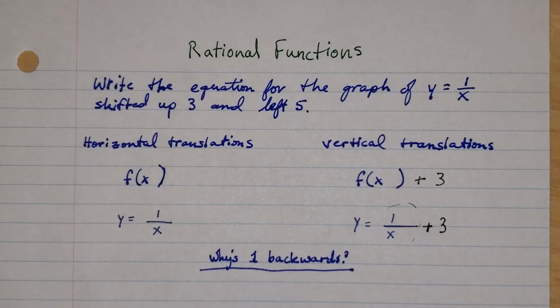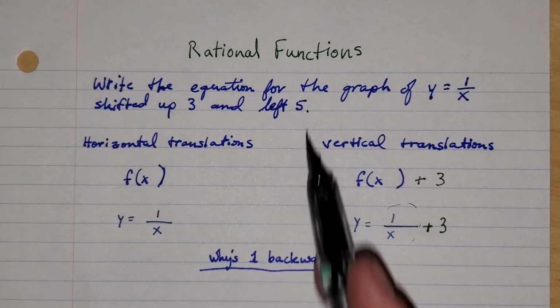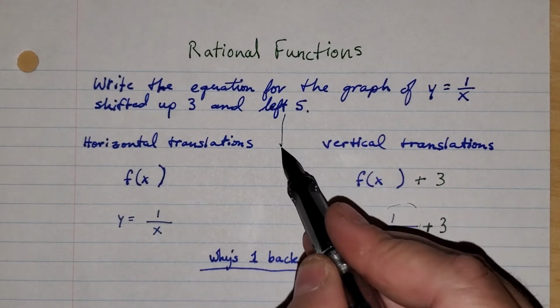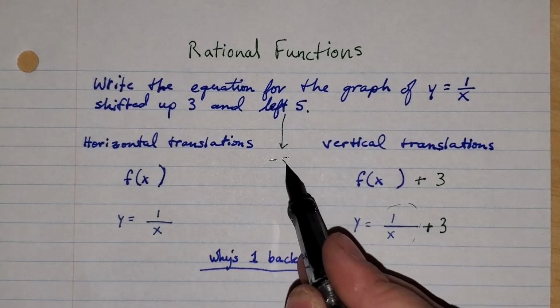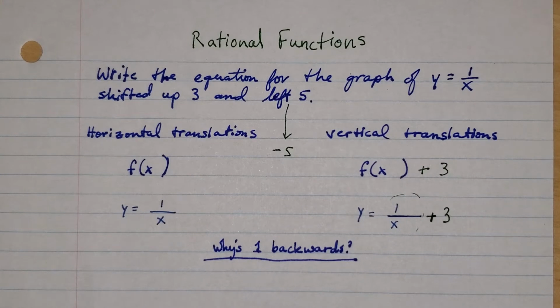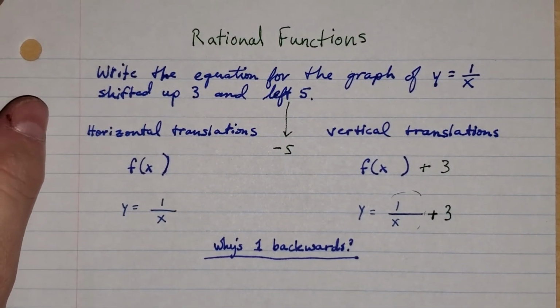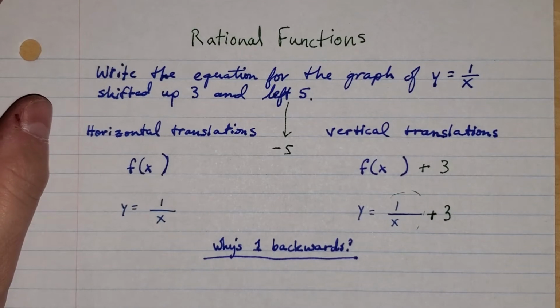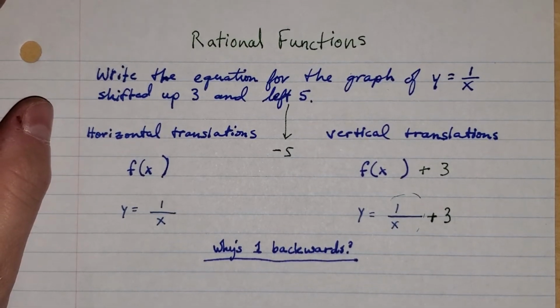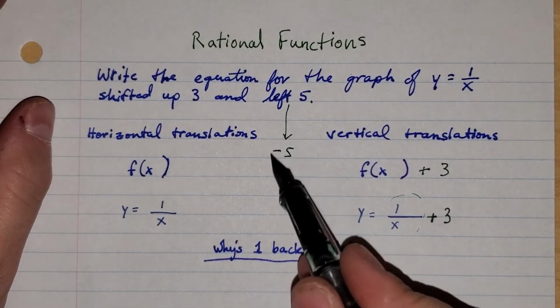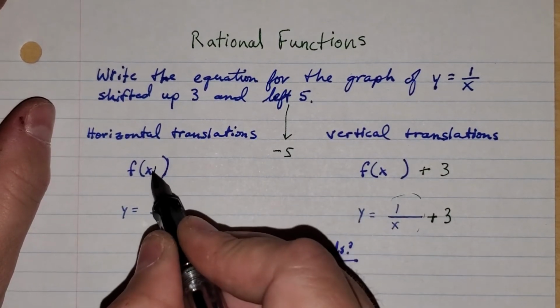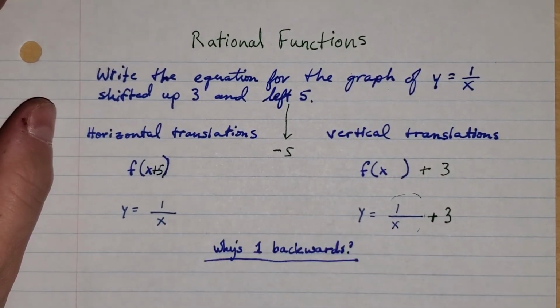How about horizontal translations? Horizontal translations affect x, so that means it has to be grouped with x. Now it says left 5. When you say left 5, my brain says minus 5, because left on the x-axis is in the negative direction. However, if you've ever done anything with horizontal and vertical translations, you know that horizontal translations are always backwards. I'm going to show you why in a minute. So if it's backwards, left 5 is actually going to be what? Plus 5.